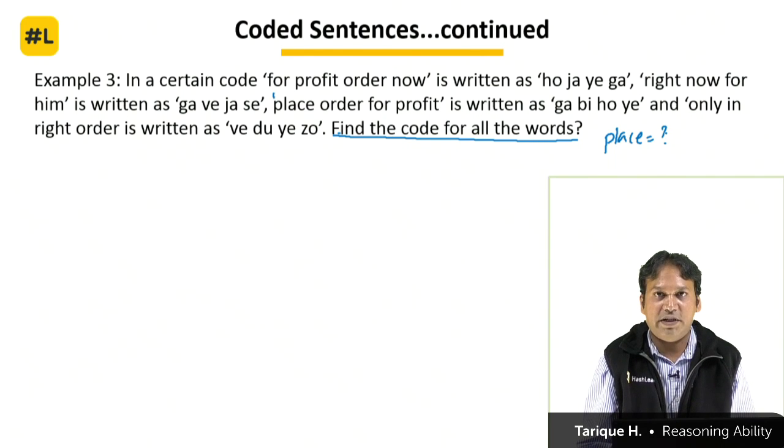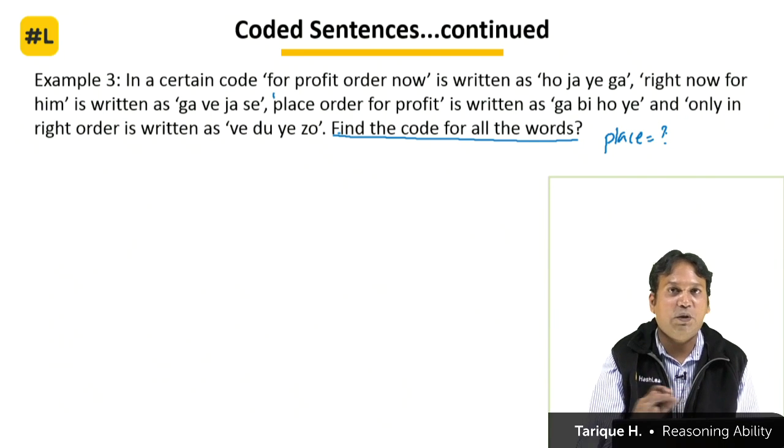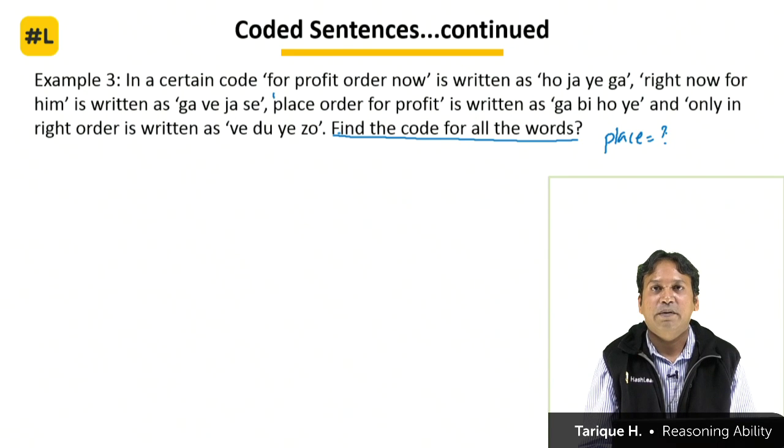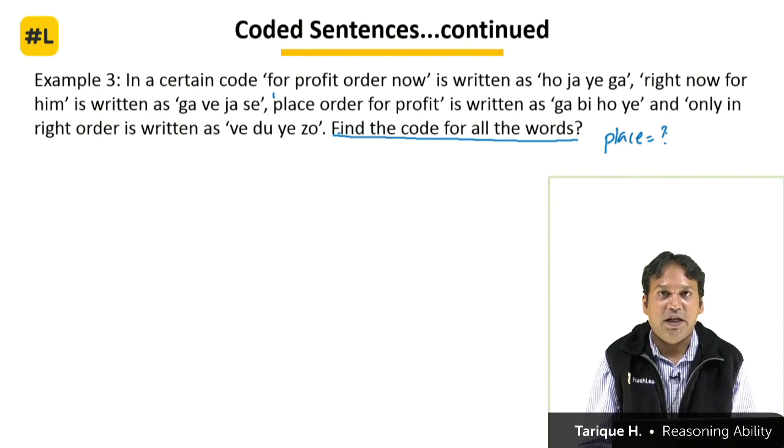In which sentence is place used? Look at that. थर्ड सेंटेंस, पहले आप प्लेस का कोड दे दीजिए. What is the code for place? Whatever other codes you have got, that also you can start commenting. So what is the code for place? Can someone post a comment on that?